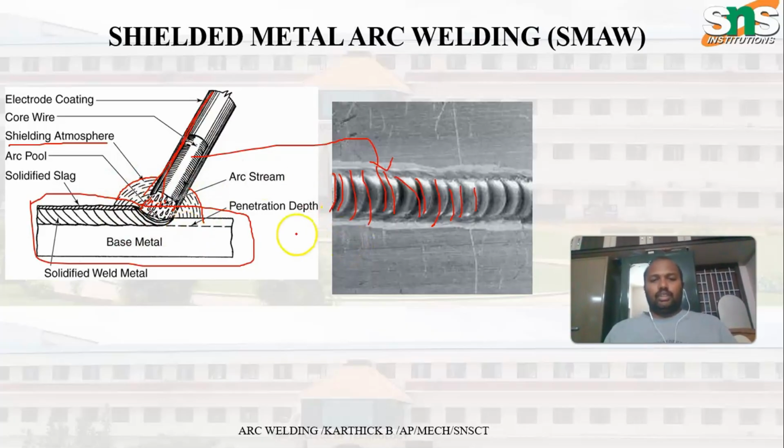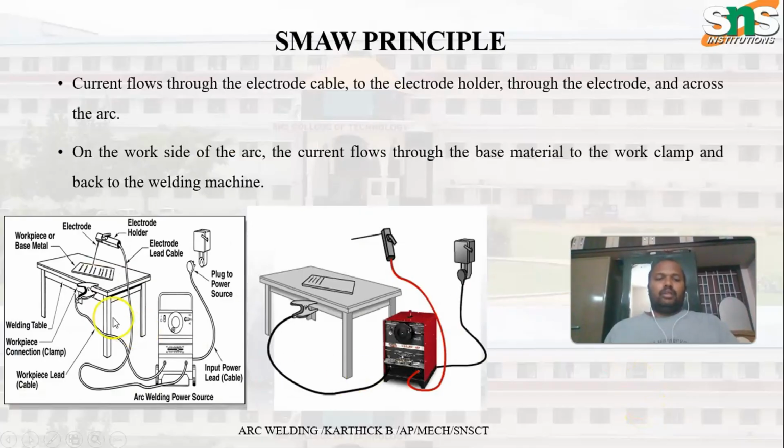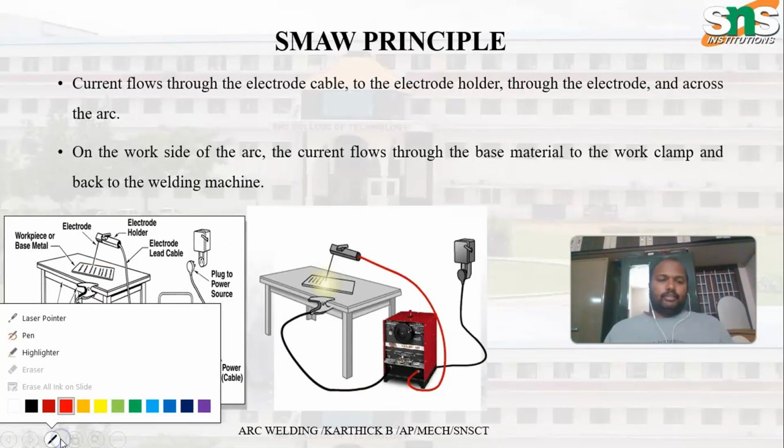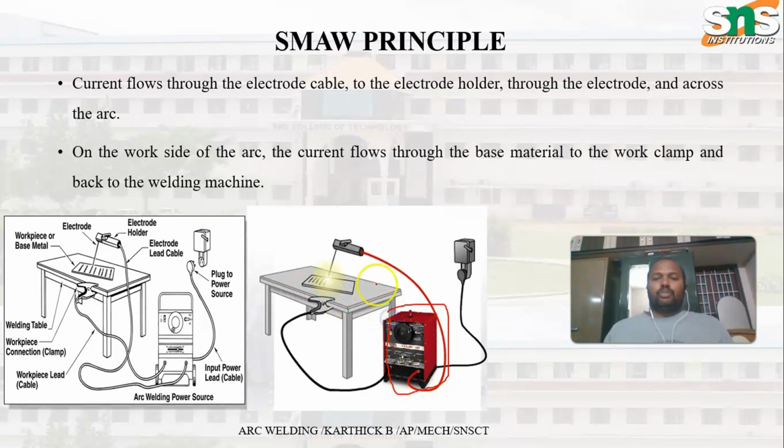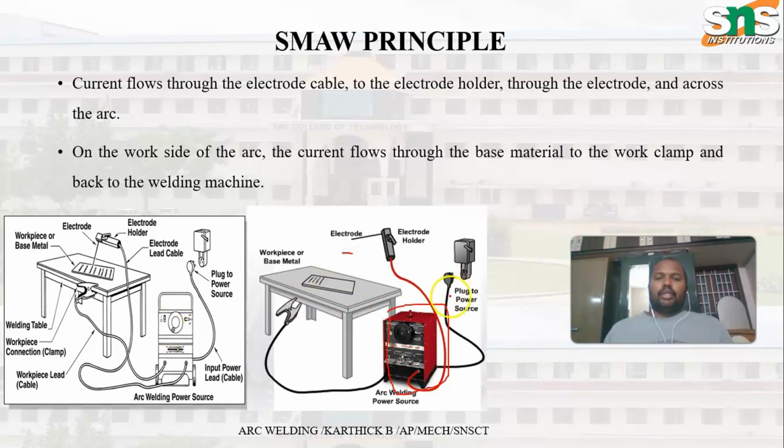So the next one, now we can see here, this is the welding transformer. Positive polarity is given to the electrode. Negative polarity is given to the workpiece. The workpiece is placed on the table.